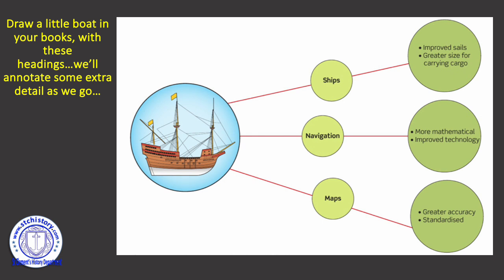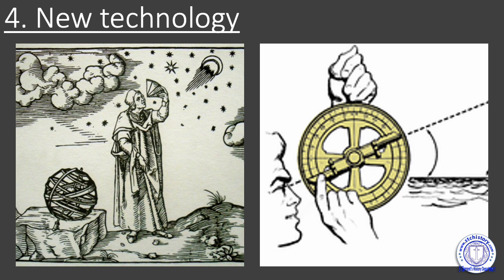Paragraph 1, ships. Paragraph 2, navigations. And paragraph 3, the maps. Okay, so let's start with new technology. All right, so you can see on the screen now some images of technology.